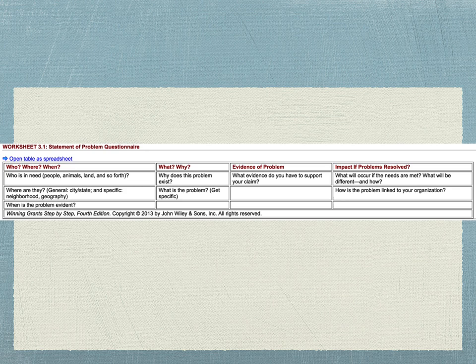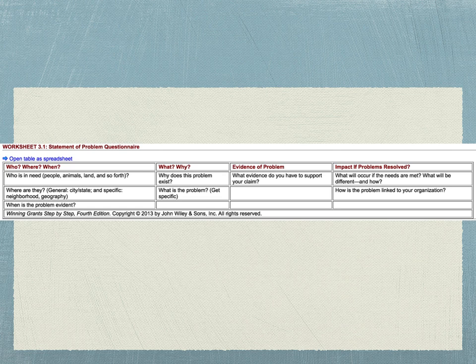So it talks about who is in need and where are they and where is the problem evident and why does this problem exist and what is the problem and what evidence do you have to support your claim of the problem, and then what will occur if the needs are met and what will be different and how is the problem linked to your organization.